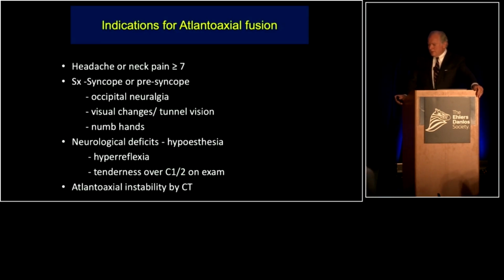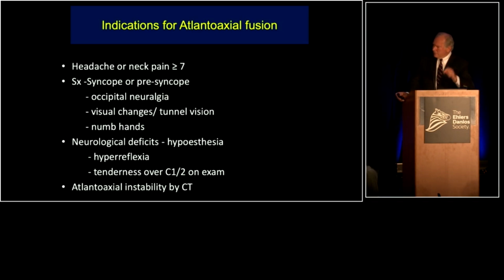Our indications for fusion here were a little different. Headache or neck pain, 7 or above. And all of these patients had syncope or presyncope, occipital neuralgia, like headaches that began in the back of the head, would often radiate behind both orbits. Visual changes, they often describe a blurring in the peripheral vision, a tendency to walk into door frames, I think because they don't see them, walking into other people. And also dysesthesias, painful numbness in the hands and sometimes legs that come and go.